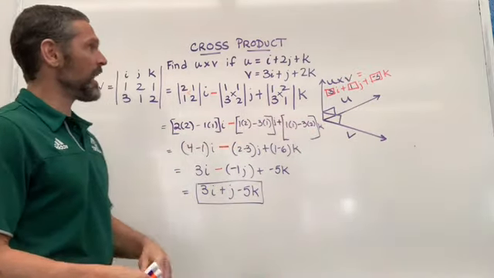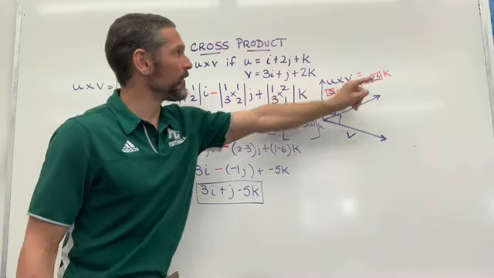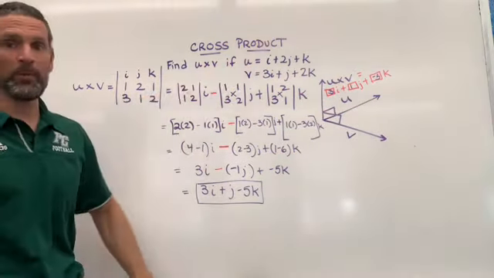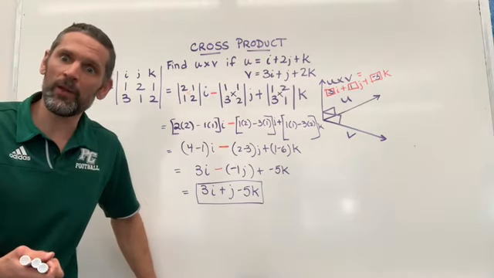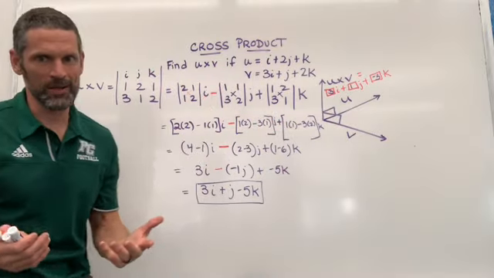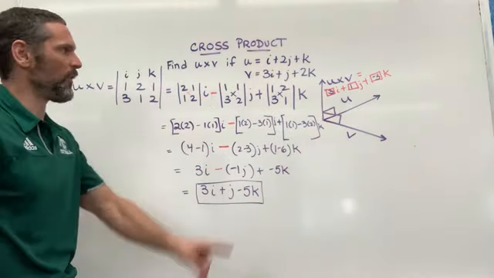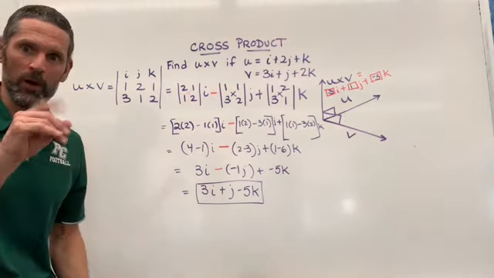How could I test that? Well, my new vector, 3, 1, negative 5, I could dot it with my original u, almost like a maternity test. I think this is the mother. If the dot product of this and this is 0, which it is, then I have found a vector orthogonal to u. And here's the big one. Is it also orthogonal to v?